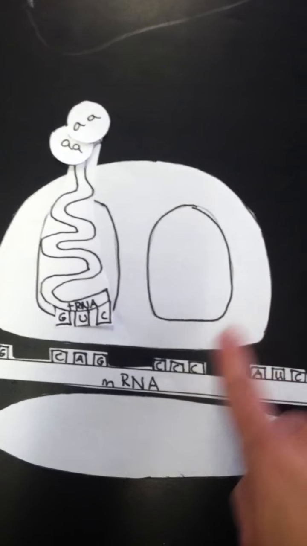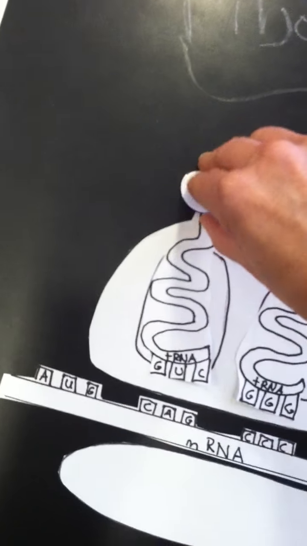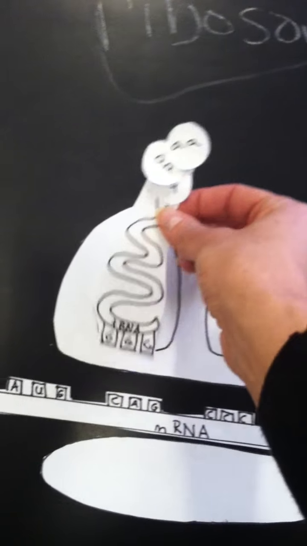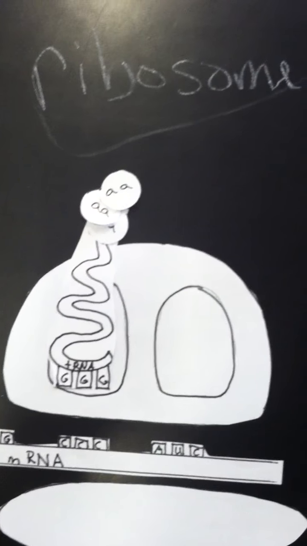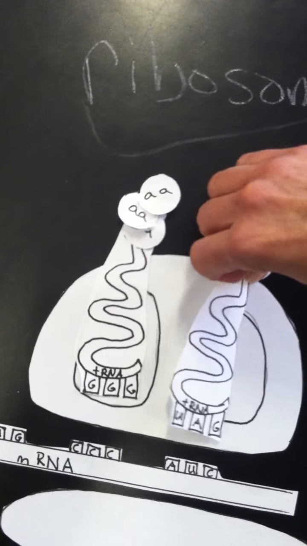which leaves then space for the next one to come in, CCC, which is GGG. And then the amino acid chain again keeps building. This one leaves to go pick up another amino acid to be used again. This one slides down with the chain of amino acids still on it. And then we get to UAG, again, the amino acid chain shifts from the tRNA to the next one. This one leaves.